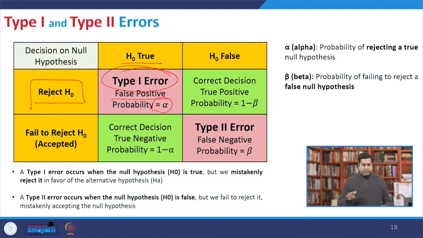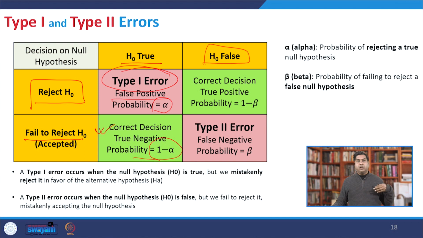Then the second case: the null hypothesis is true and you accept it, so we write fail to reject the null hypothesis, because it is actually true. That is a correct decision, and the probability is measured as 1 minus alpha, because the total probability is 1. But in some cases, out of your analysis, you will find that the null hypothesis is actually false, and because it is false and you are rejecting it, you are making a correct decision.